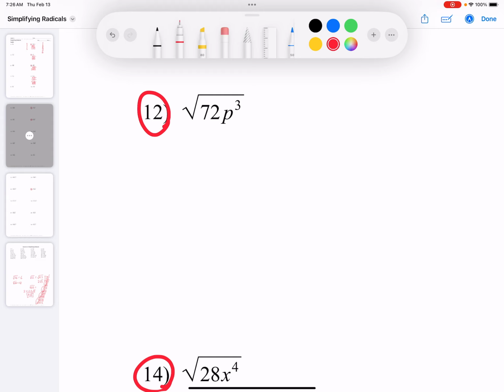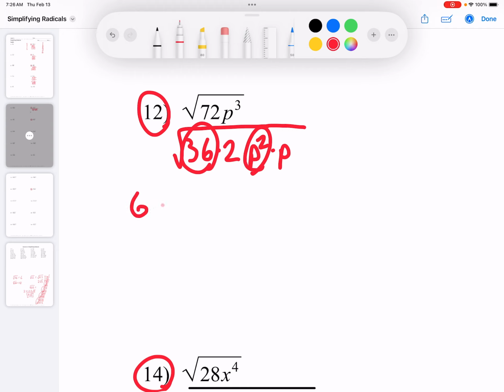So let me see, 72, I think it's 36. Yes, it is. So 72 can be written as 36 times 2. And p to the third, we want to break up. We want to take a single p off of it. So we have p to the second times p. Okay? So I can take the square root of 36 and p to the second. The square root of 36 is 6. The square root of p to the second is just p. And then I'm left over with 2p underneath. And that's my answer.